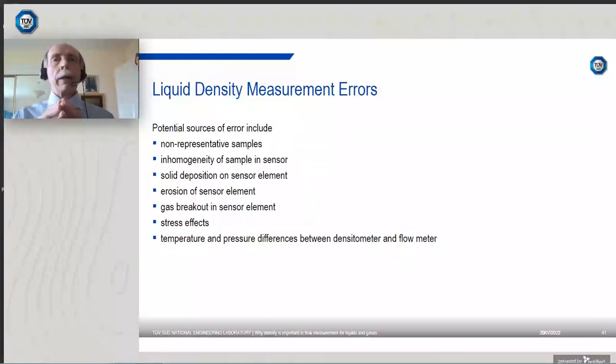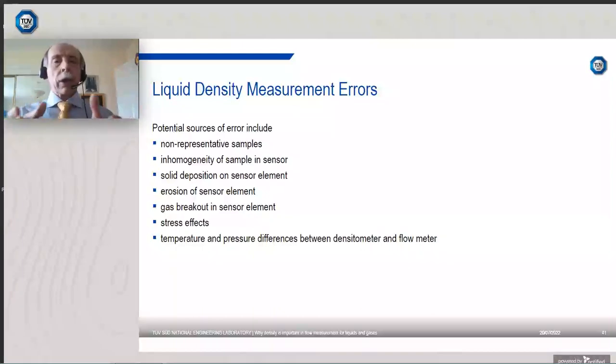So depending on the configuration of the pipework, the operating conditions, flow conditions, you might have a non-representative sample passing through the densitometer. There's also obviously the possibility of inhomogeneity in the sample, i.e., as I've mentioned further down, the extreme example would be gas breakout in a liquid system, or possible density differences if you have components of extremely different density.